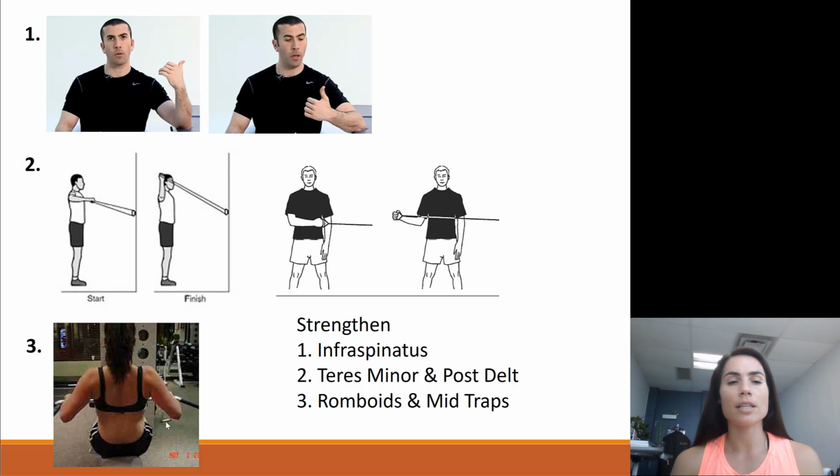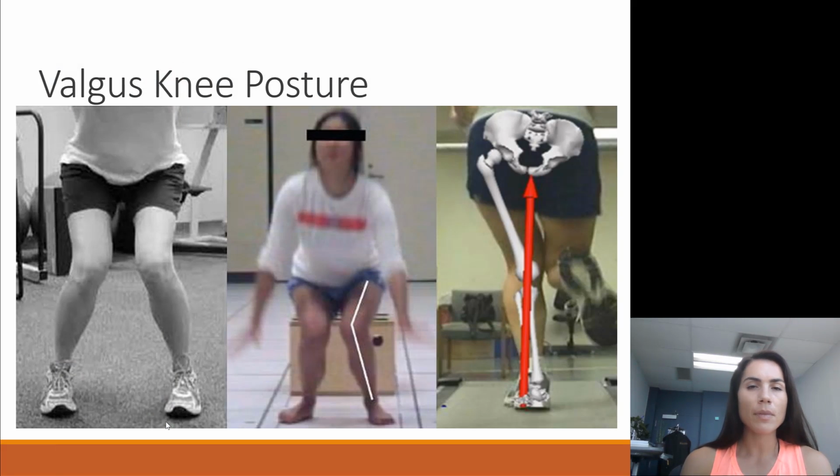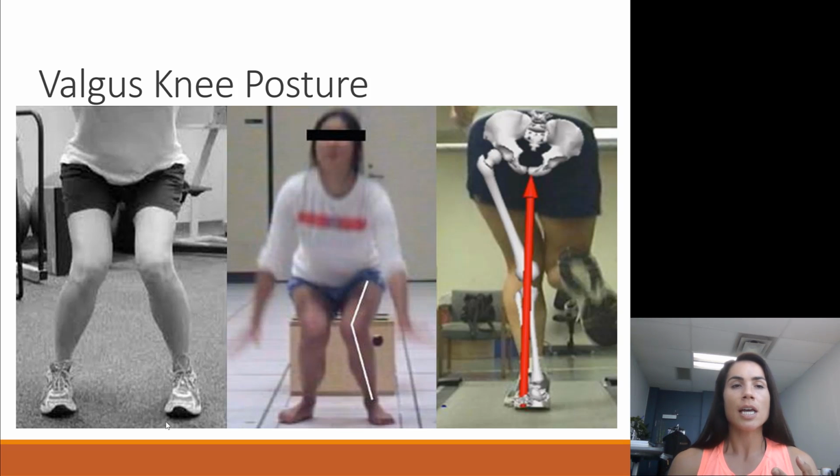And then that third strengthening exercise, we've all seen this one before, right? A seated row. It looks like a hybrid between a narrow and a wide row, and that's going to help those rhomboids and mid-trap. Let's move on to that second posture deviation that we see a lot. So we first talked about kyphosis, now we're going into the valgus knee position.